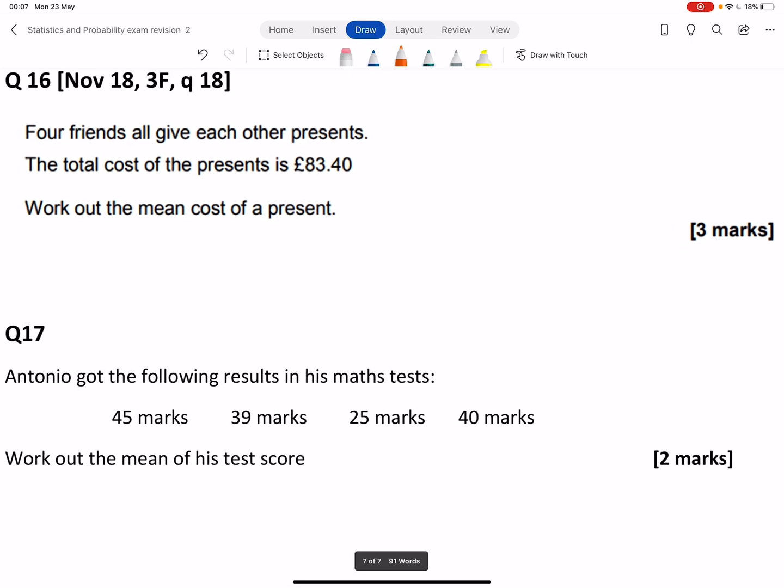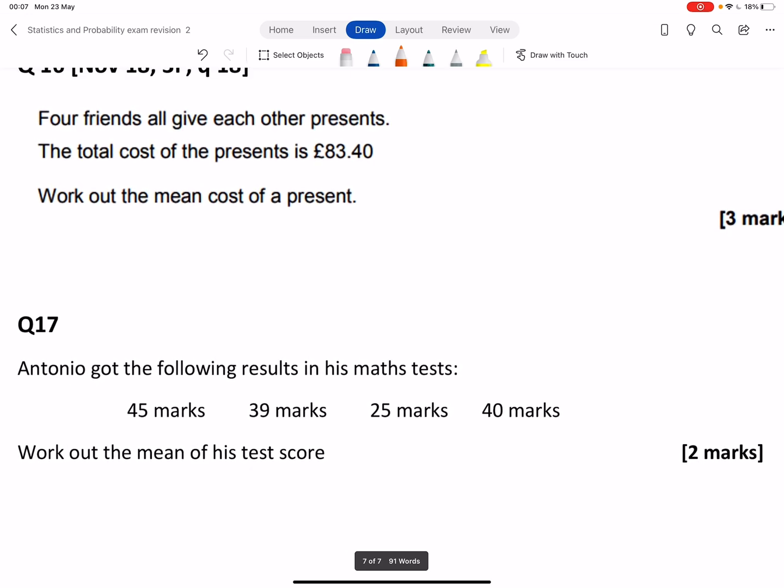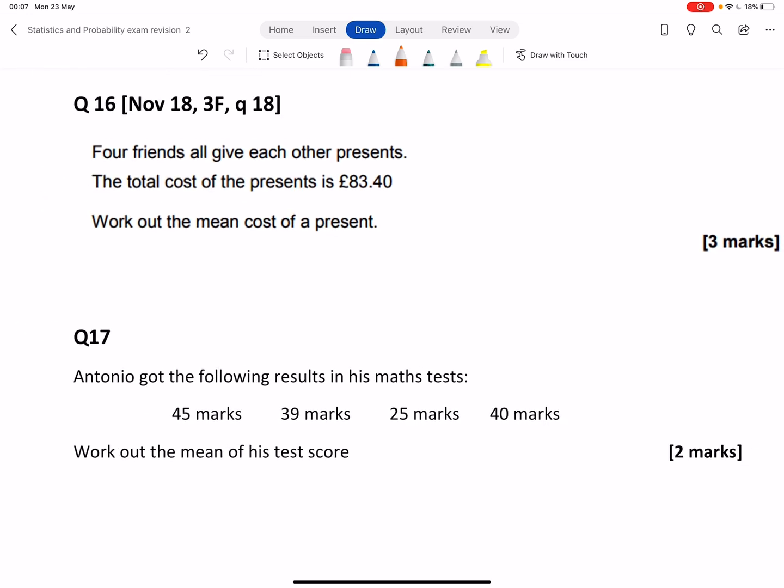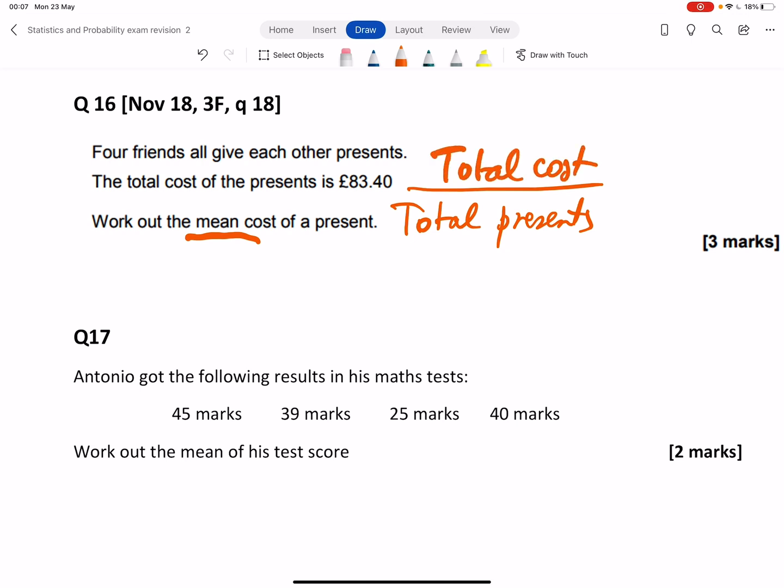Next question on presents. 4 friends all give each other presents. The total cost of the presents is £83.40. Work out the mean. So for the mean, we again add up and divide by how many. In this case, we're adding the money, which is the total cost, £83.40, divided by the total number of presents.